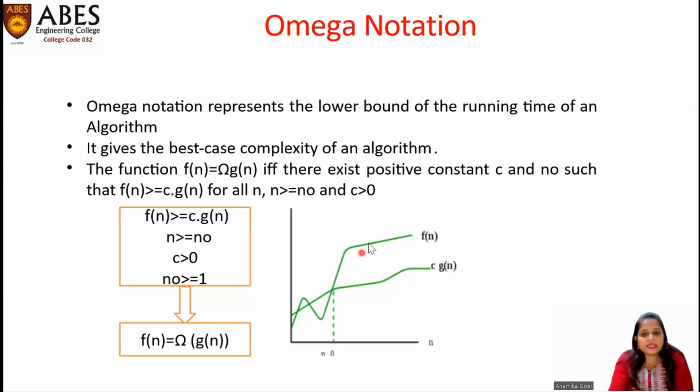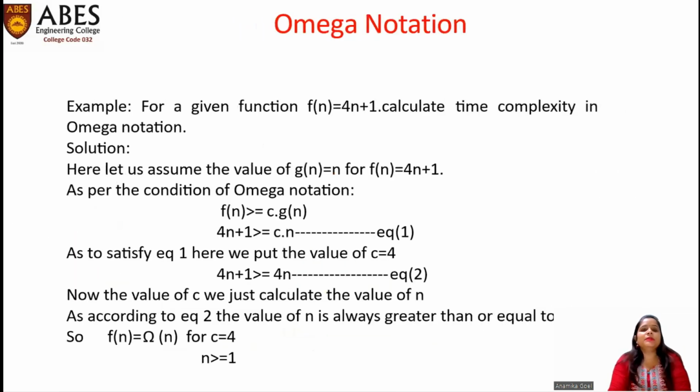So here we can say that the function g of n is the lower bound of the function f of n. To understand the concept of omega notation, let us see an example. Here we have the function f of n equals 4n plus 1, and now I want to calculate the time complexity using omega notation.